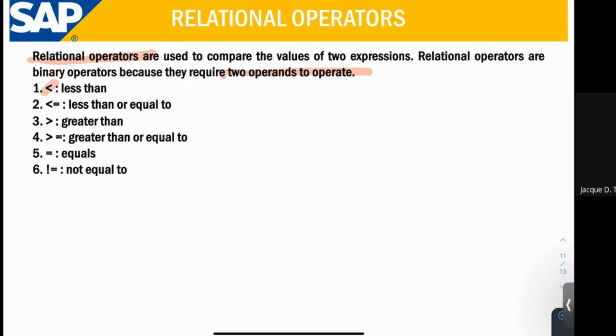We use the less than sign, less than or equal to sign, greater than or equal to sign, equal sign, and not equal to sign. So those are the relational operators here. What we do is we compare two arguments or two expressions. So expression one, here is your relational operator, and then expression two. What are the relational operators we have under SAP? I have less than or equal to, greater than or equal to, equals, and not equal to.